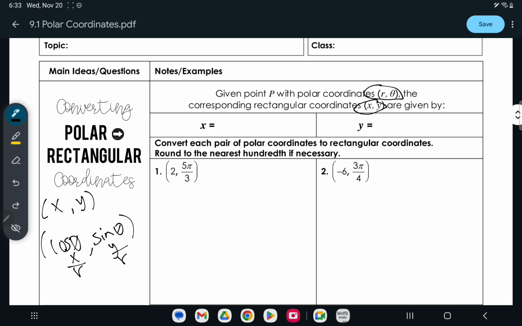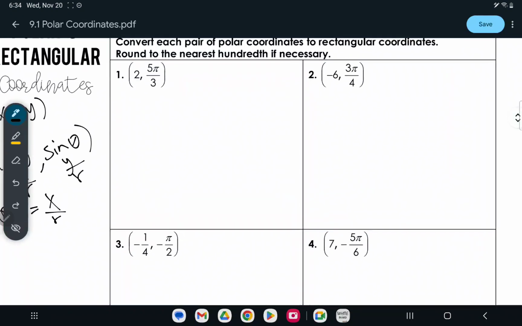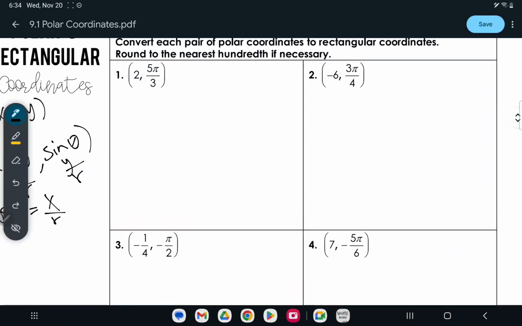So what we can think of is cosine theta equals x over r. To get x by itself, we could just multiply both sides by r. So x is r cosine theta. And for the same reason, y would be r sine theta. Right? So we'll just look at a few of these.